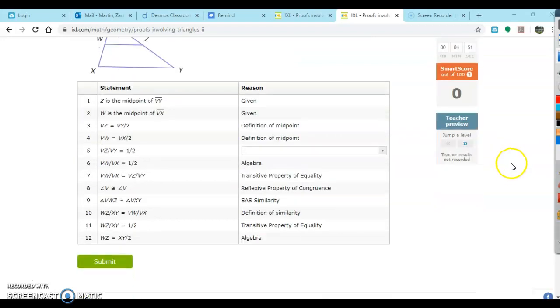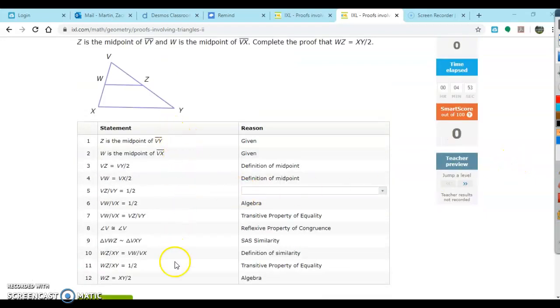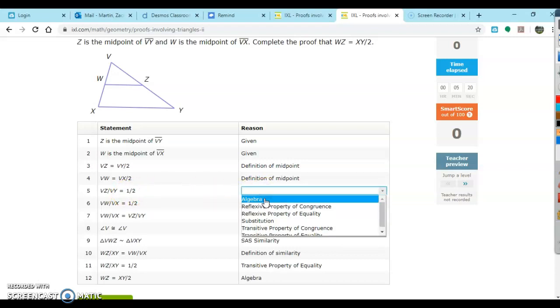Now, in order to answer this question, we probably don't have to read through this entire 12-step proof. In fact, we see the first two steps demonstrate some given statements, and then we have two statements that show that VZ and VW are half of these two larger segments because of the definition of midpoint. So if we take a look here, we've got VZ divided by VY equals 1/2. All right, well, what is that? That's just algebra.